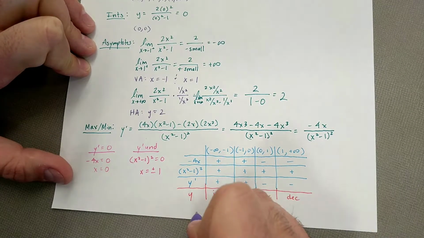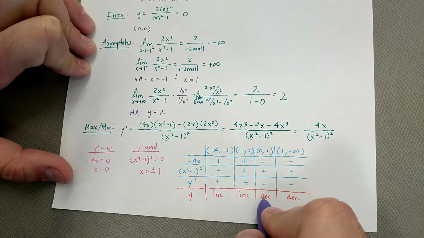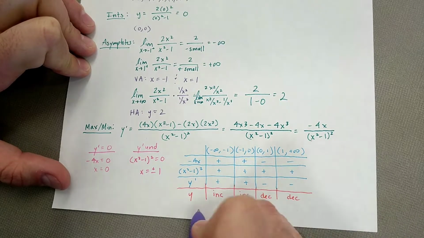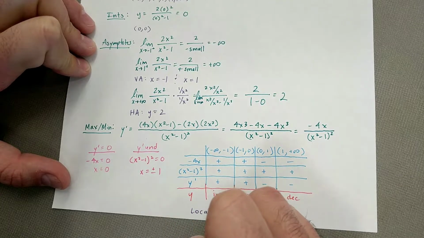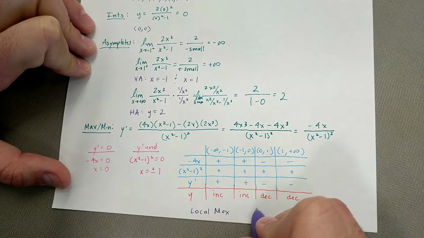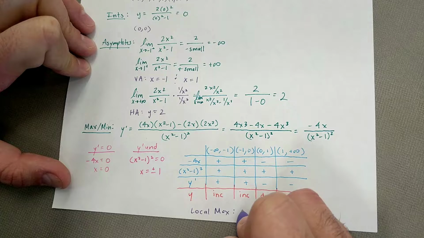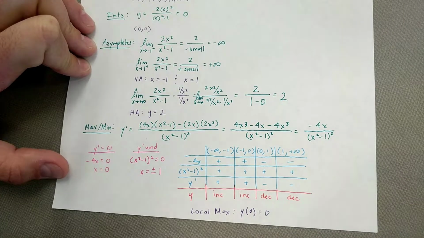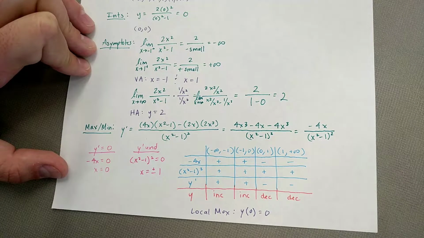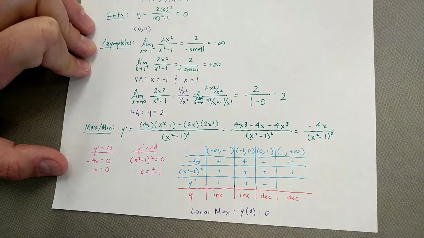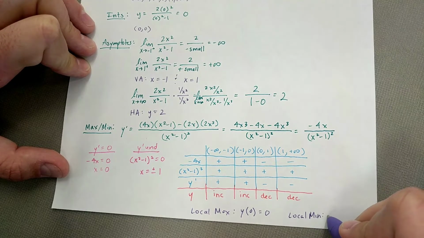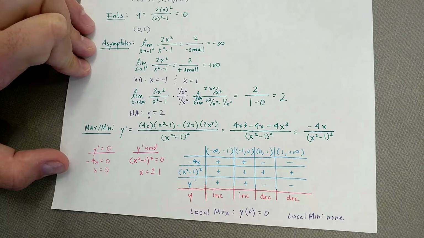Which means that we have only one local value, a local maximum or minimum. It's a maximum because we're changing from increasing to decreasing. So the local maximum is y of 0, which equals 0. So our x-intercept and y-intercept is actually a local maximum, and we do not have any local minimum. All right.